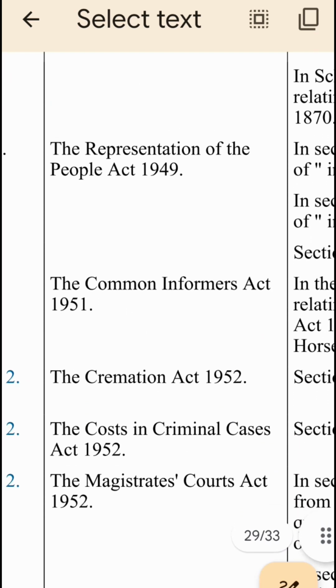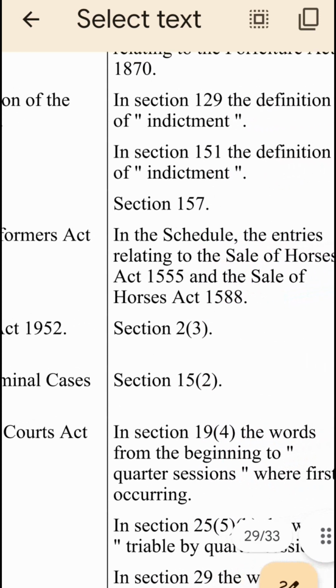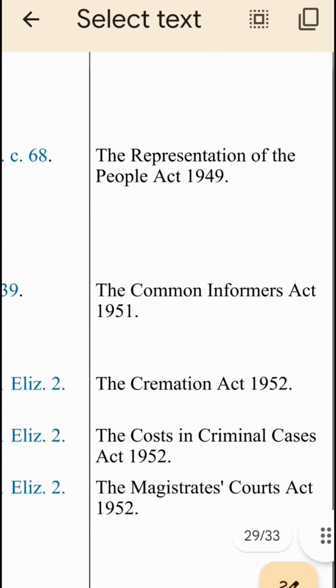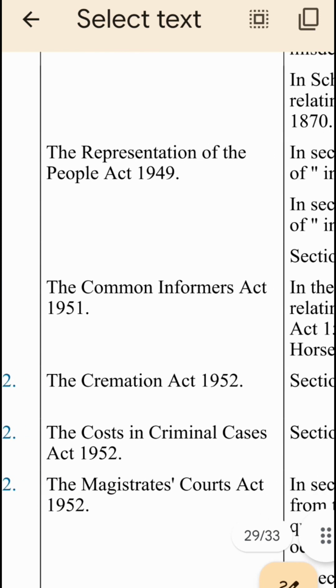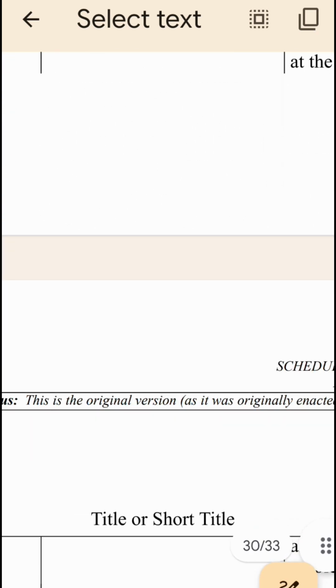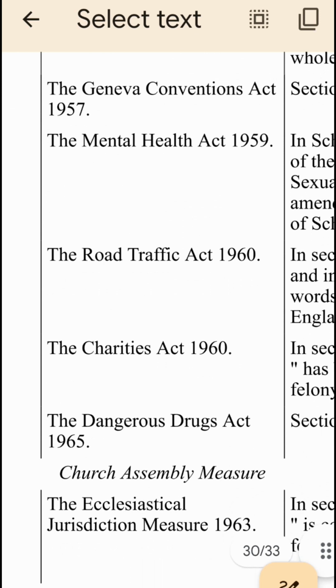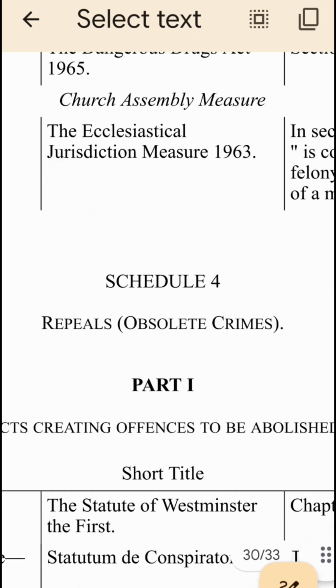Representation of the People Act, the Common Informers Act. The Common Informers Act. Costs in Criminal Cases, Magistrates Courts Act 1952, Sexual Offenders. The Geneva Convention, Mental Health, Road Traffic Act 1960. It's got special reasons in there.